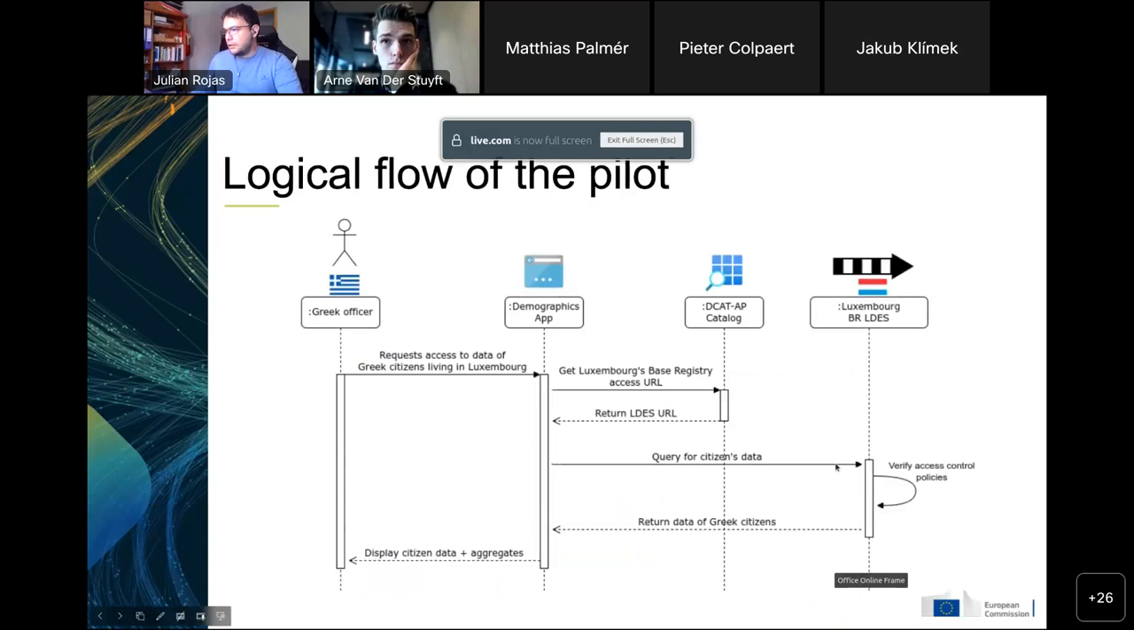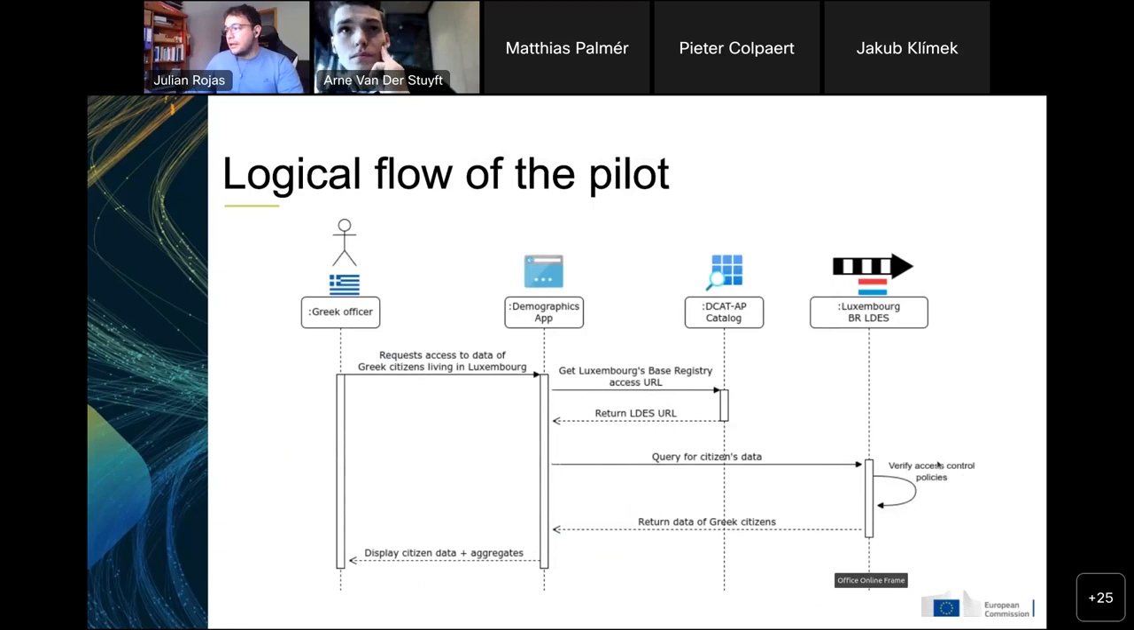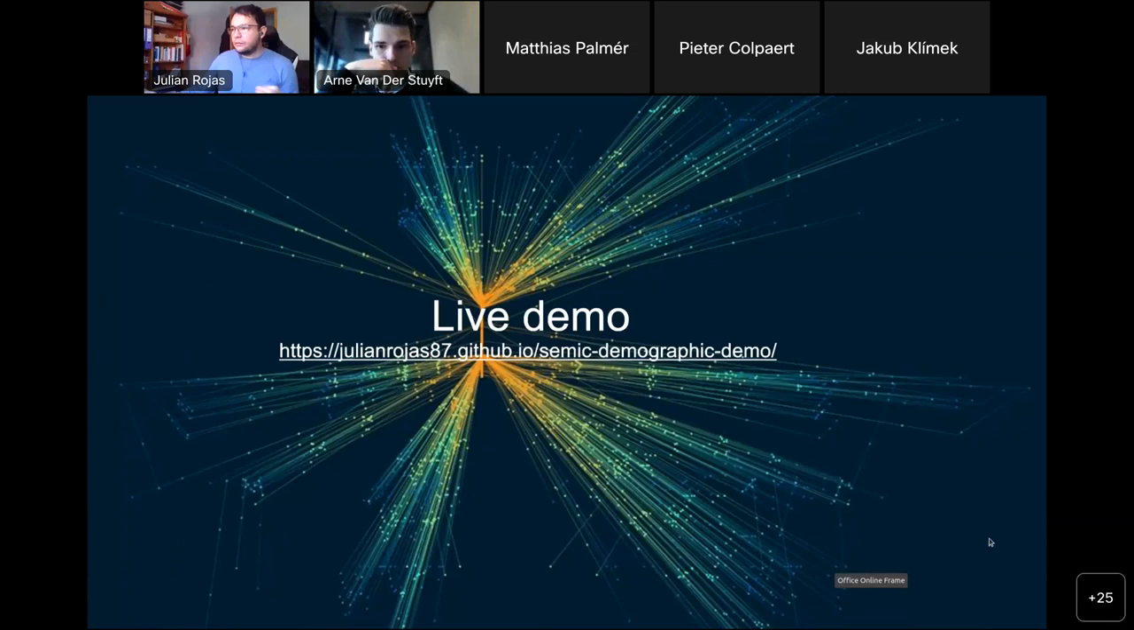It's simply having, for example, I'm a Greek officer, then I go to the app and I request access for Greek citizens living in Luxembourg. The app would go to the catalog and discover whether there is a Luxembourg LDES or data source from Luxembourg. It will get that, and it will query for the data. The LDES on that side will verify the access control policies for that particular Greek officer, and if it's allowed, it will return the data back only for Greek citizens. And of course, the application will just display that. So it's a very simple flow.